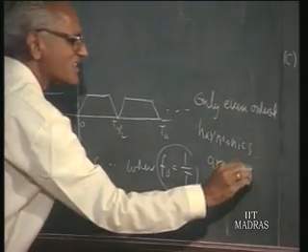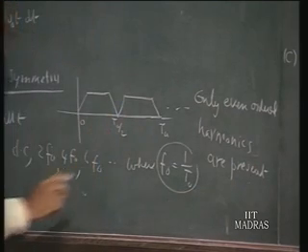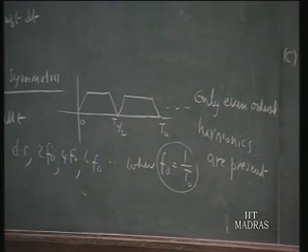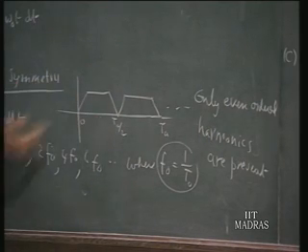All odd harmonics are absent. Now, naturally you would question, why do you make a big fuss about this? If T naught is the basic period, T naught by 2 is the basic period, why not call that the basic period, call that T naught and then do with this?